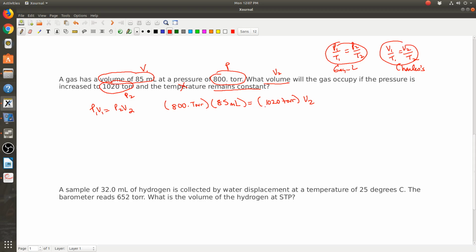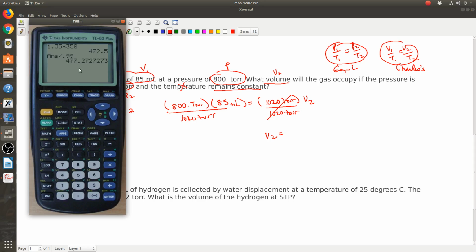So this one's really easy. You didn't even have to convert. So we just have to divide both sides by 1020 torr. So what is the volume? Let's pull up the calculator and do it. We have 800 times 85 divided by 1020. And I get 66.667.